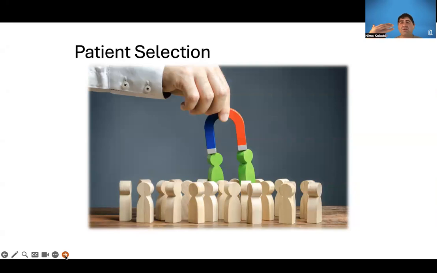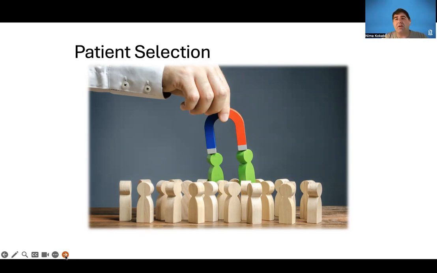Just like any other treatment, patient selection is key, and each of these modalities has different selection criteria to abide by, and there are different institutional variations between these selections and different societal variations. Again, that is beyond the scope of this talk. I'm not going to delve much into that.